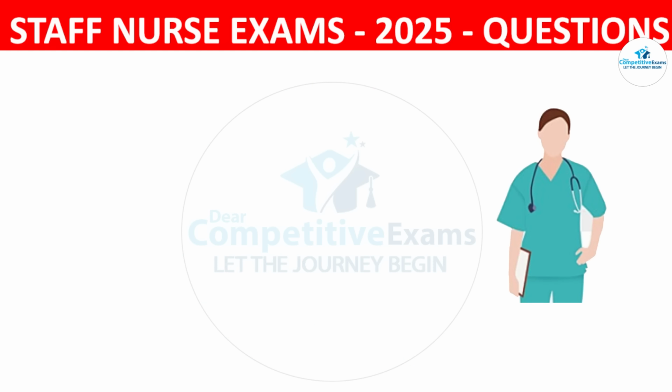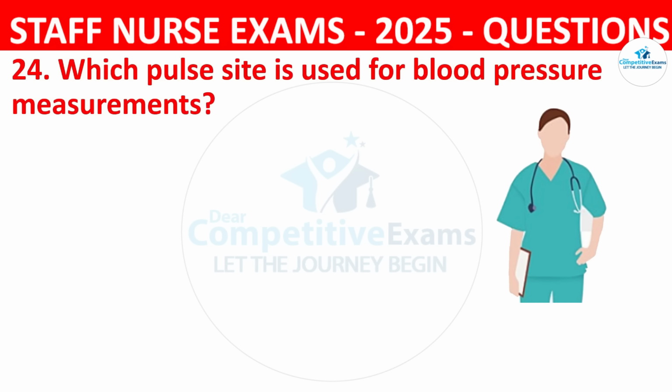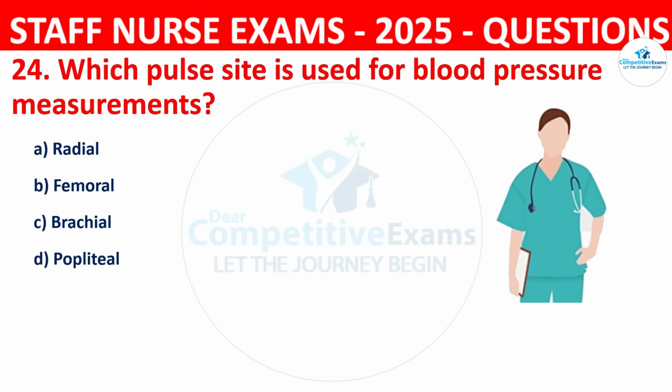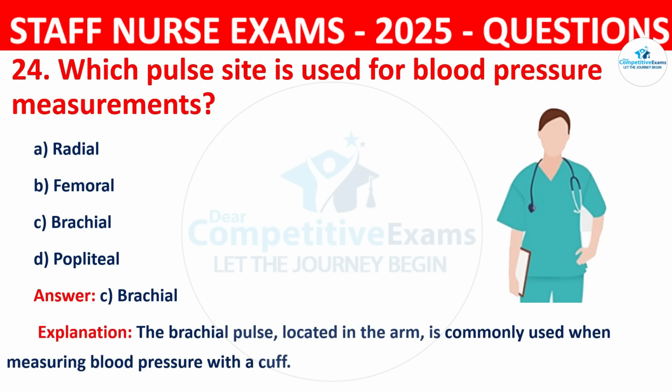Question number 24. Which pulse site is used for blood pressure measurements? The options are radial, femoral, brachial, or popliteal. The correct answer is C, that is brachial. The brachial pulse located in the arm is commonly used when measuring blood pressure with a cuff.